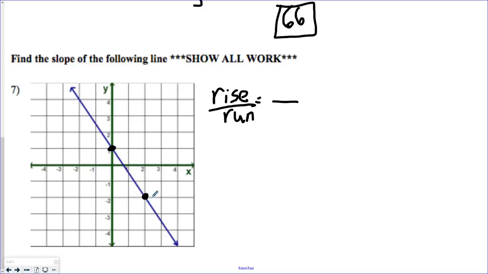So now I want to count the rise and run to go from here to here. Well, the rise is 1, 2, 3. So the rise is 3 up, and the run is 1, 2. Now it's going to the left. That's actually a negative run. So remember, left is negative, down is negative, up is positive, right is positive. So 3 up is a positive 3. 1, 2 left is a negative 2. So my ratio is 3 over negative 2, or the slope is negative 3/2.